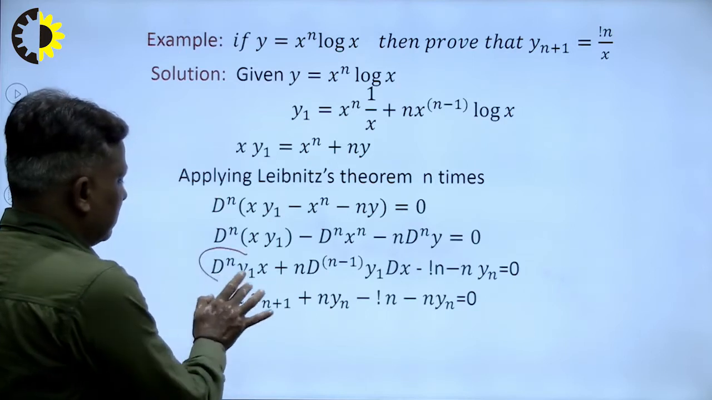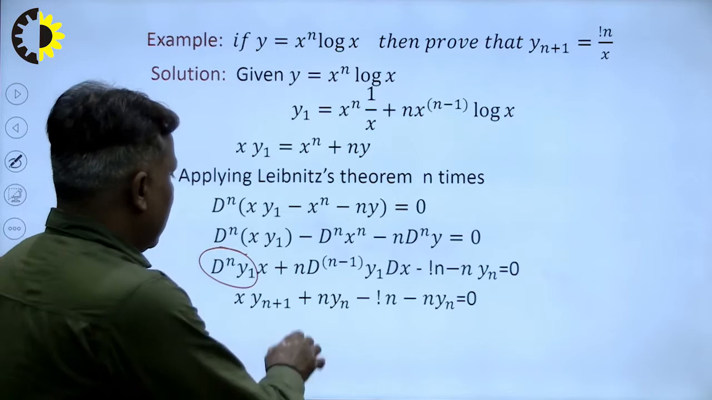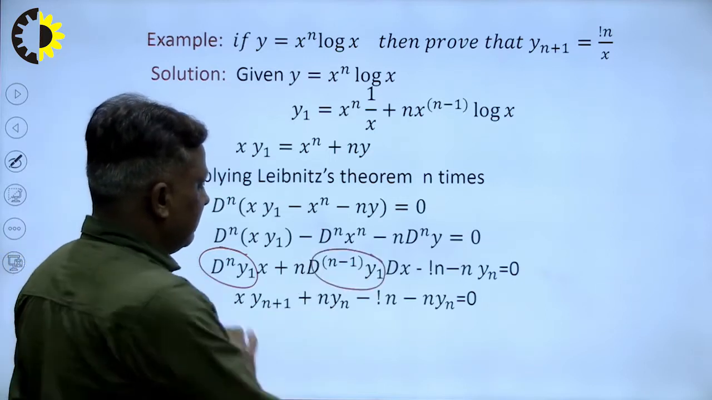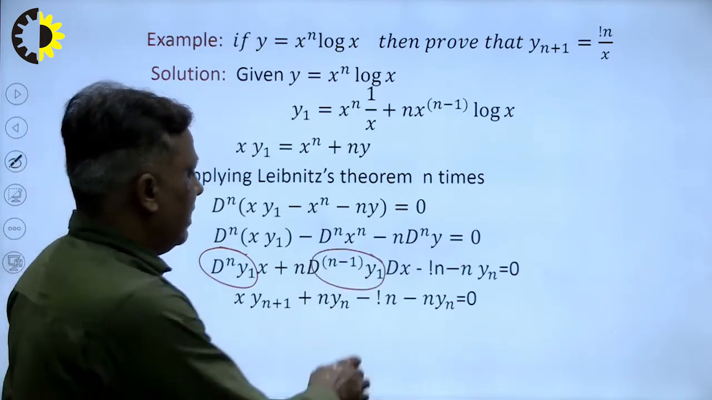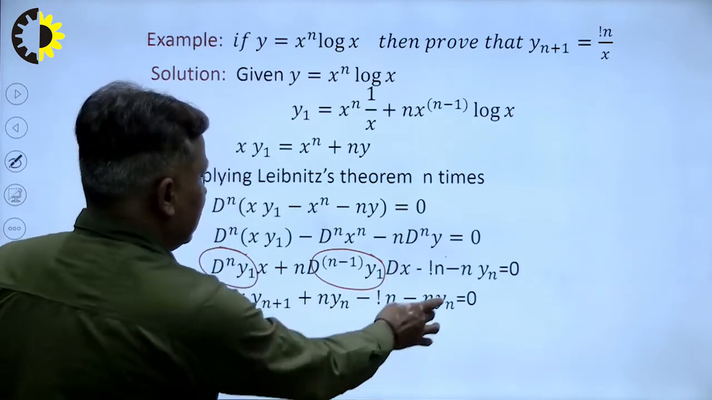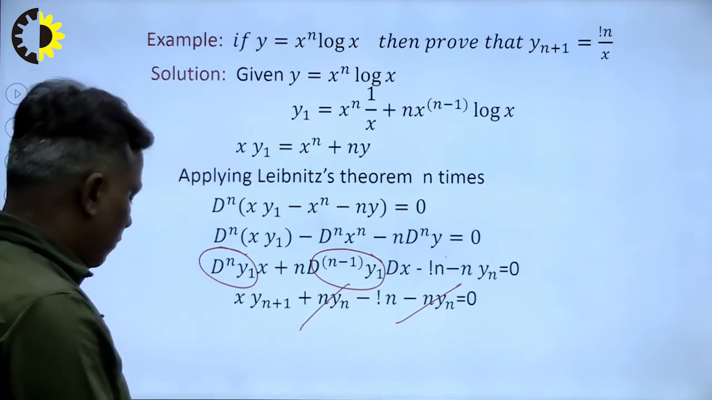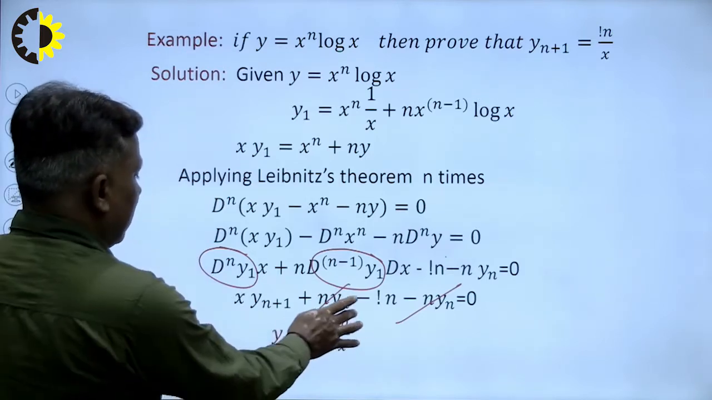Now what is the answer of these terms? The answer of these terms will be n plus 1, x is always right outside of these terms. And what will be the answer of this? The answer of this will be yn. So n yn, and this is factorial n and n yn, and n yn cancel out, and factorial n goes to this side and is divided by x. So we got our proof. This is our proof, right?